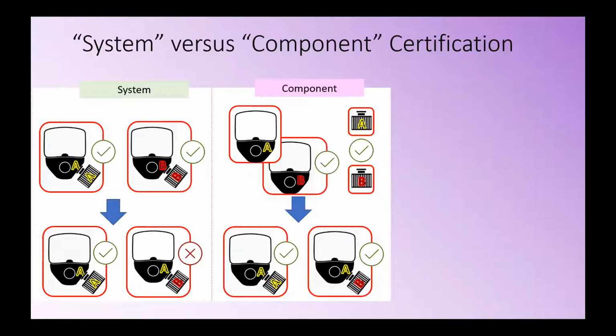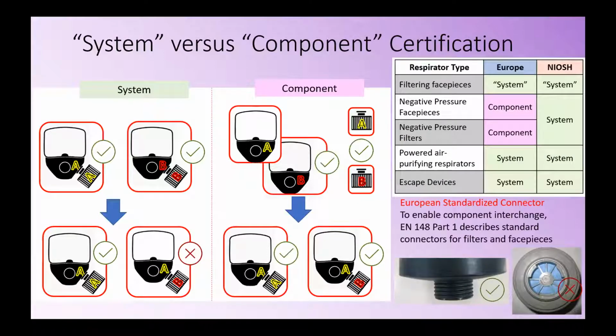Europe, for some of its products, has component approval, where the face pieces are approved separately from the filters. So both can achieve certification, and that does then allow you to cross over. So the chart here shows how these things apply. In fact, the one area where component approval is allowed is in negative pressure face pieces and filters. So in Europe, they are approved separately, and you can interchange. You can buy one manufacturer's face piece and another manufacturer's filter. And that, again, creates an interesting market system.